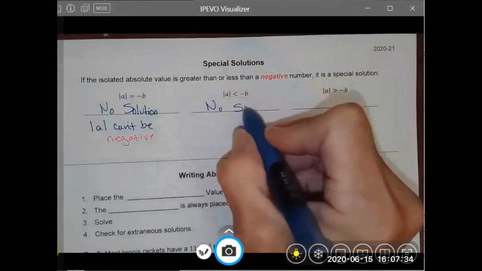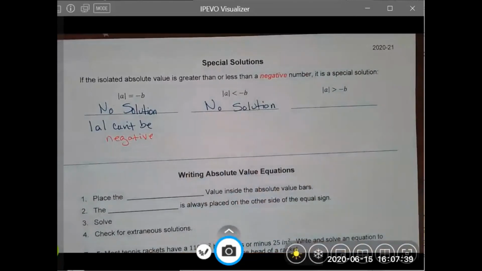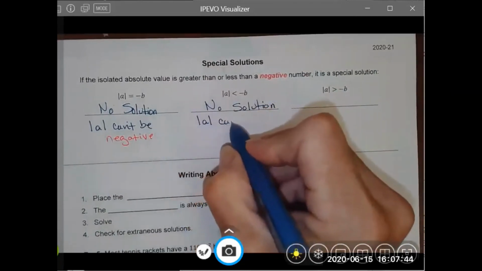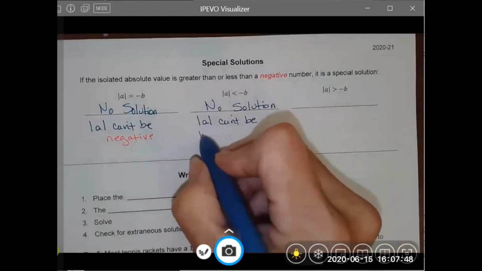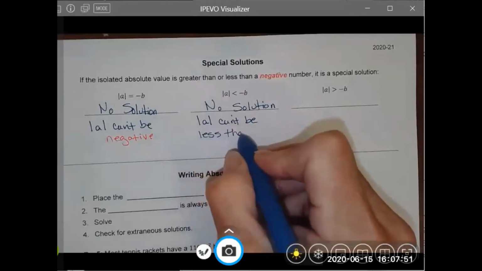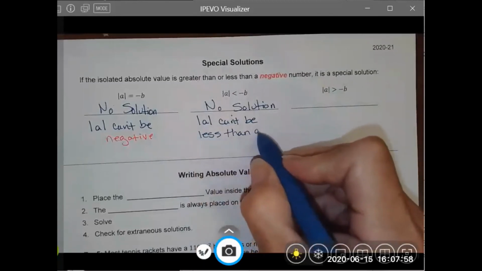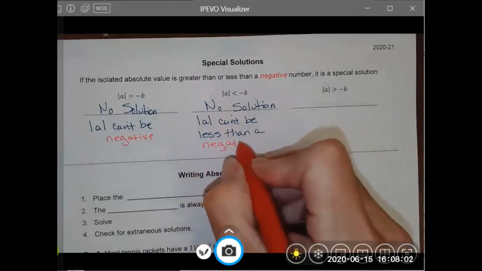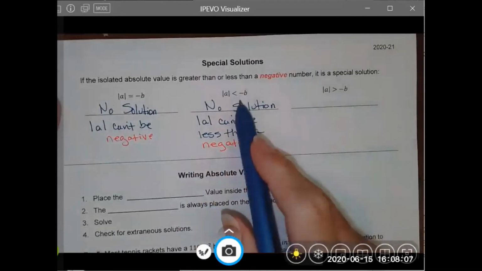So this again is no solution because the absolute value of A can't, again, be, and in this case, it's less than, or I would say it really can't be less than 0, or it can't be less than a negative. We just can't be negative. You'll never evaluate to a negative.